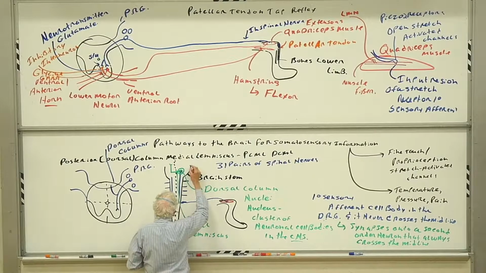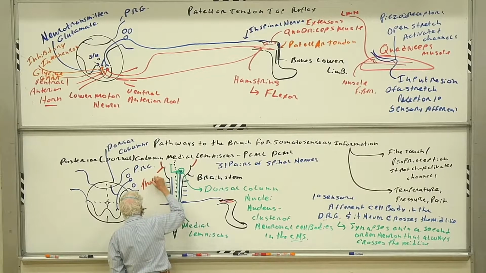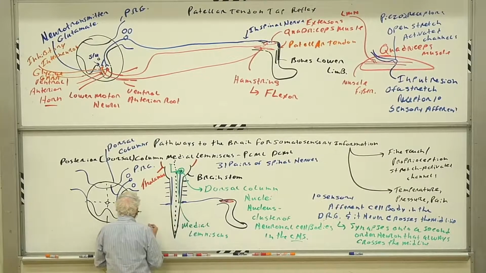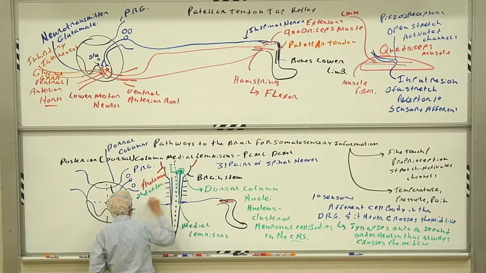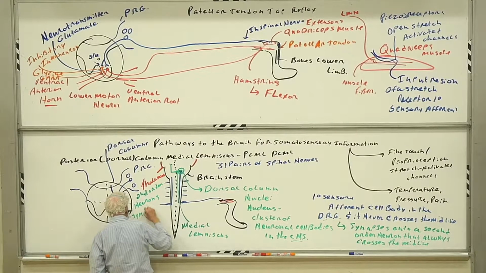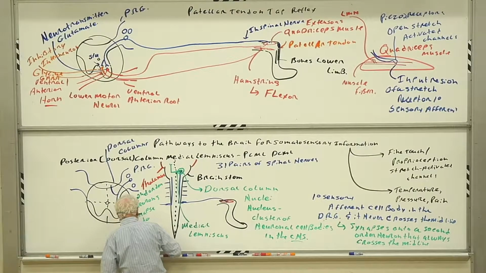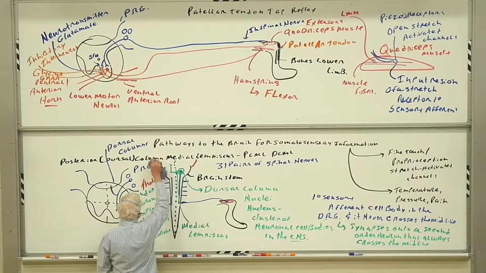And up here, in a region of the brain called the thalamus. In the thalamus, second-order neurons synapse onto third order neurons. I'm going to erase some of what I have up here because we need to find our way to the brain.